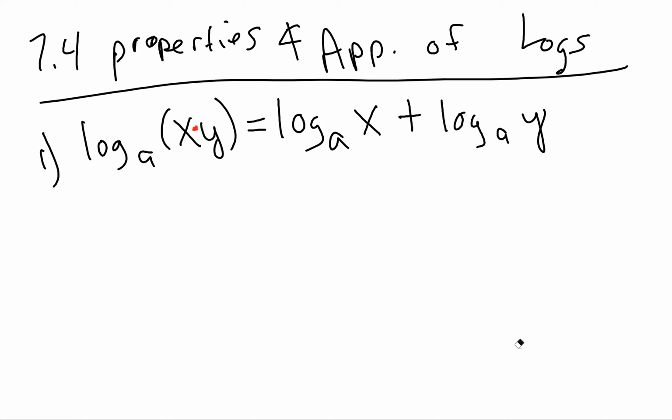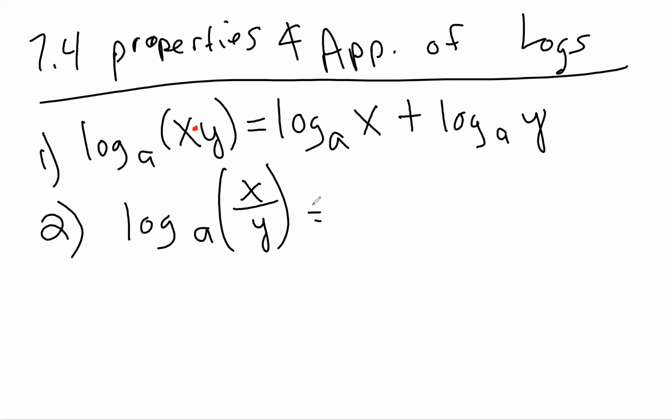Now the second property is going to be with division. So property number 2: if we have log base A of x divided by y, in a set of parentheses, well, when we're dividing exponents, what are we really doing with them? Subtracting. And so here's what's going to happen. This is going to become log base A of x minus log base A of y. And that's it. We're literally just pulling them apart. We're turning this division into subtraction just like we did when we were dealing with exponents.